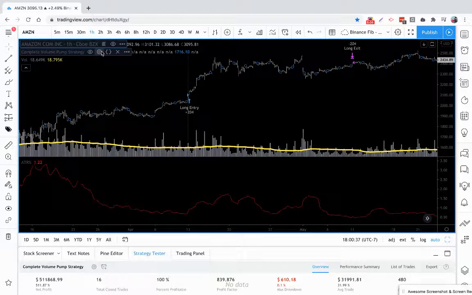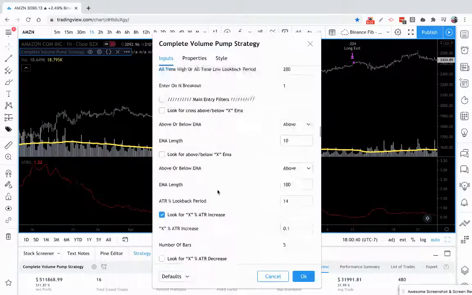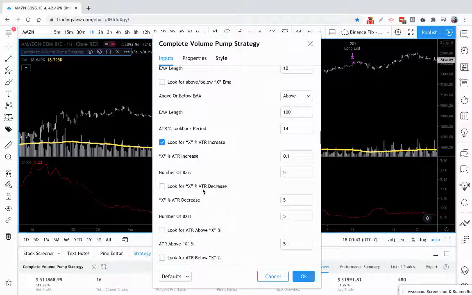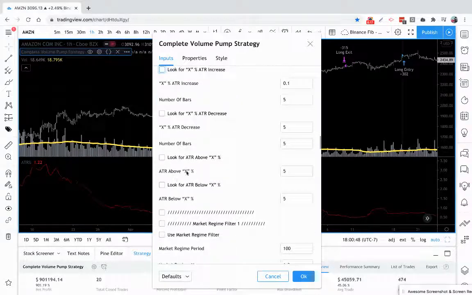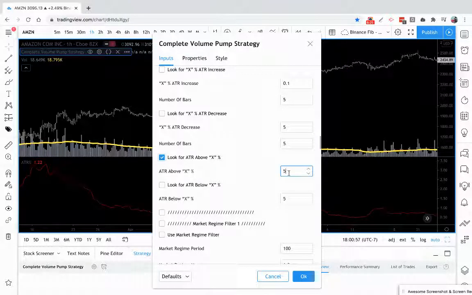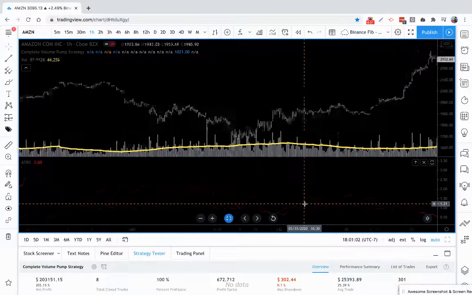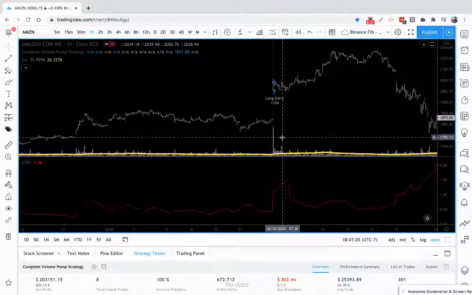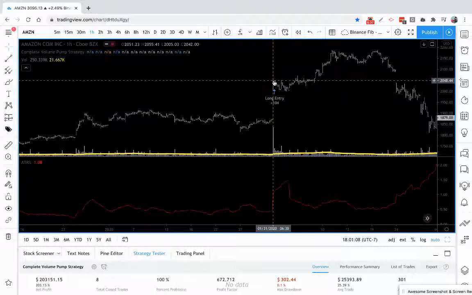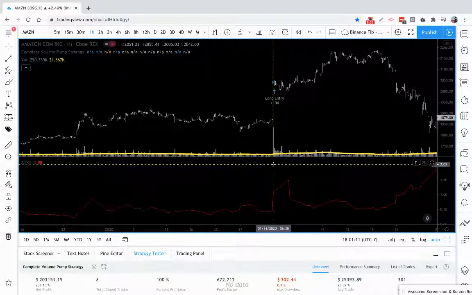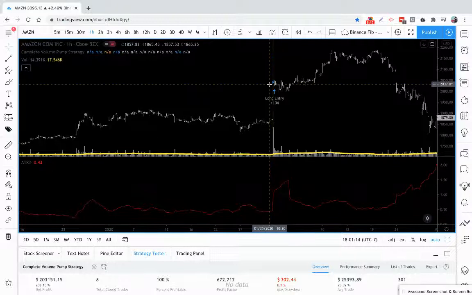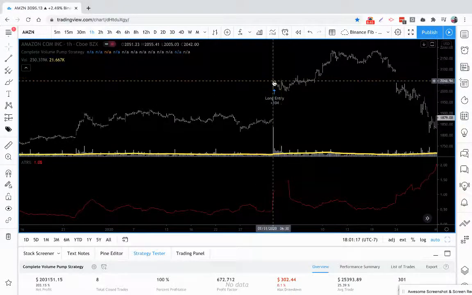And let's show you some other uses of this. So you can look for ATR increase, ATR decrease over the last amount of bars. Or you can look for it being above a certain ATR percent or below a certain ATR percent. So let's say I want to look for anytime it's above at least 1% ATR. And it's broke up above the 200 last bars. So here was an example. You can see here the ATR percent on this was above 1. We also had a breakout over the last 200 bars. This was an entry for us.